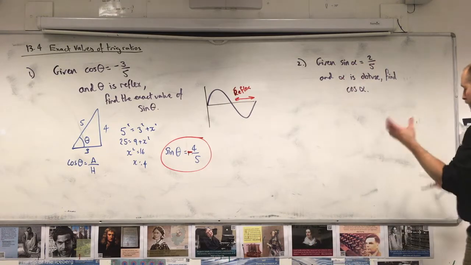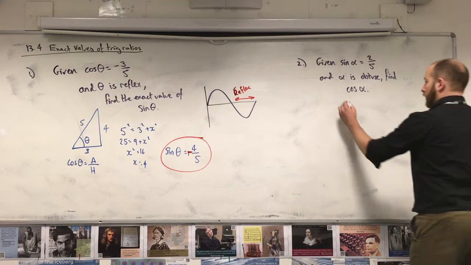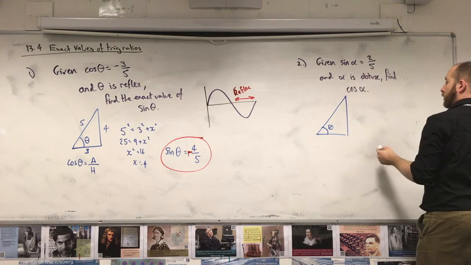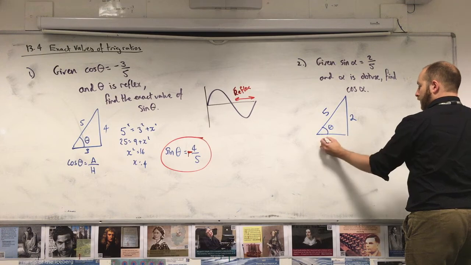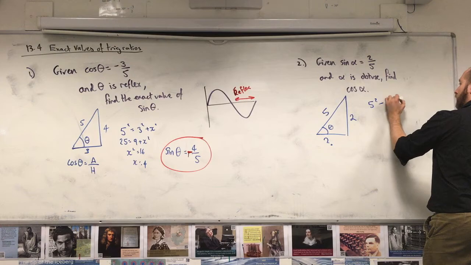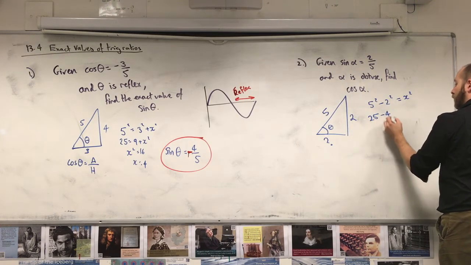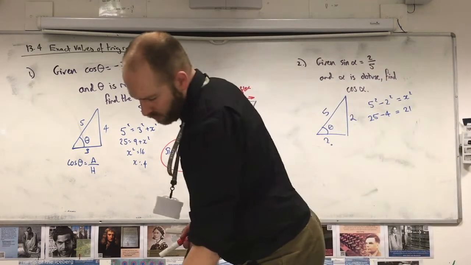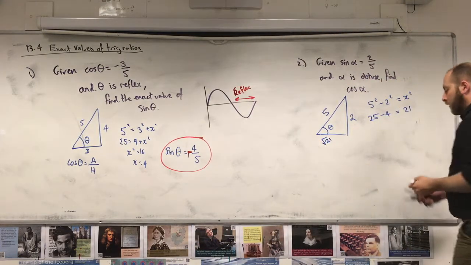We try the same thing with this one. So this time we're given sine equals 2/5. So again, make a right angle triangle. There's theta. Sine is the opposite over the hypotenuse, so 2 would be the opposite, 5 would be the hypotenuse. We want to find that side. So 5 squared minus 2 squared equals x squared. 25, take 4, gives us 21. I think that's right. Yeah, so this side is going to be the square root of 21.